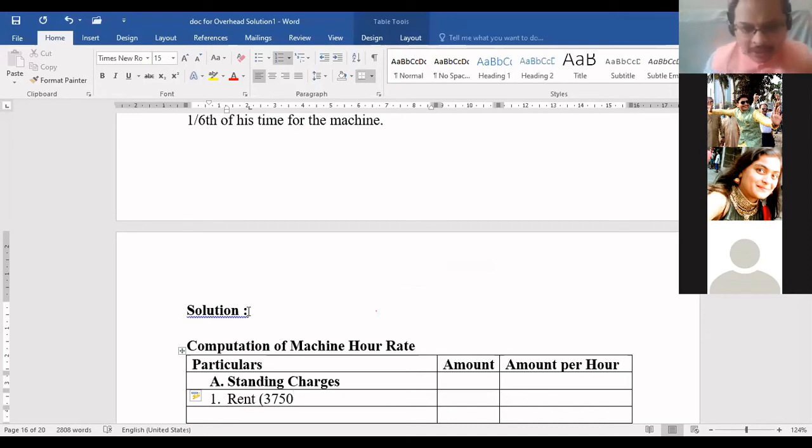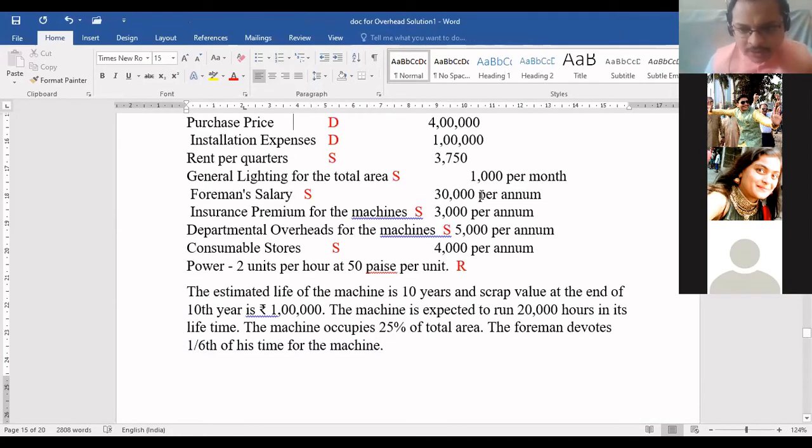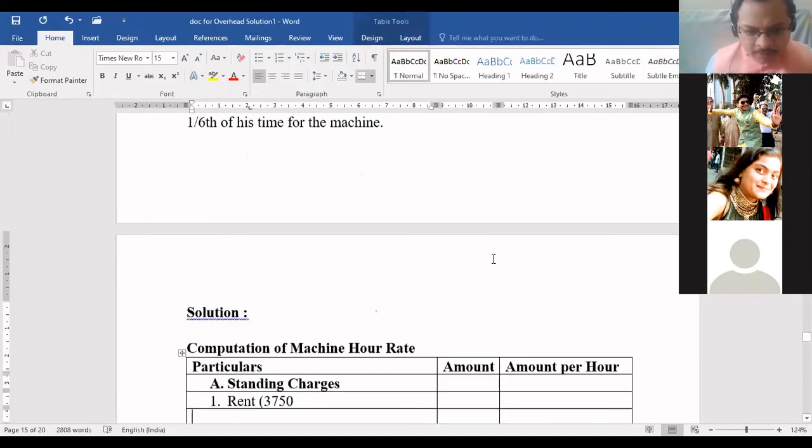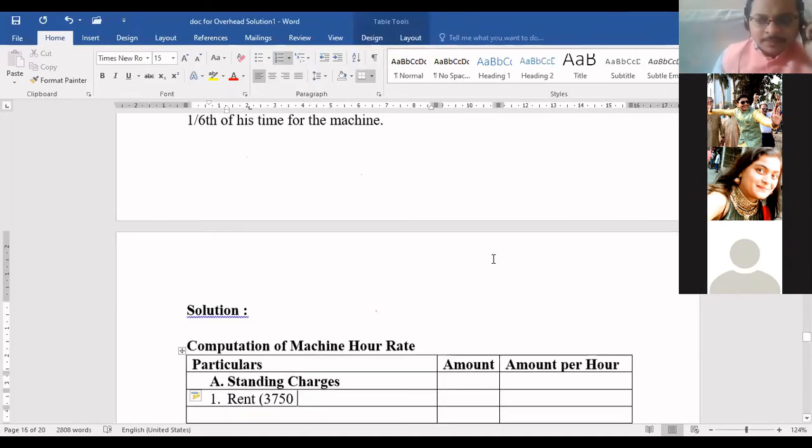Per quarter. In the rest, every information is given annually, na? So we have to convert this also to an annual basis. Yes or no, beta? Now come on, tell me in a year how many quarters are there? 4 quarters. So multiply by 4. Correct? Yes, sir. 15,000.